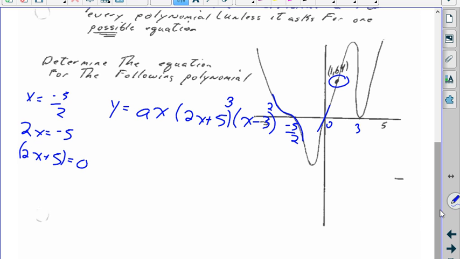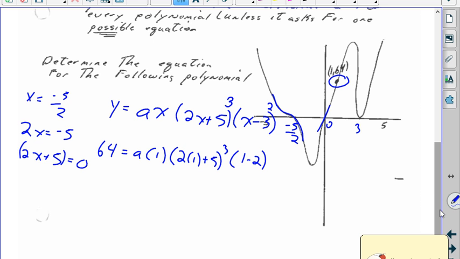We have 64 is equal to a times 1, 2 plus 5 cubed, and 1 minus 3, squared, I should say. So, working this out, we have 64 is equal to a times 343 times 4. My, this is going to be an interesting one.